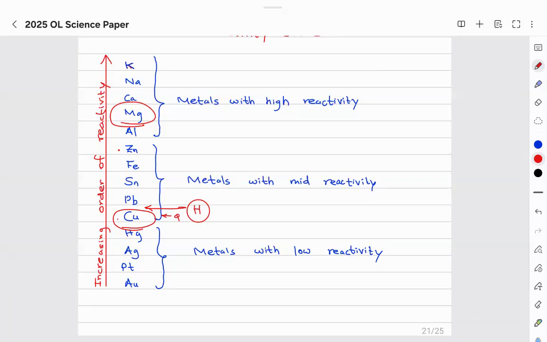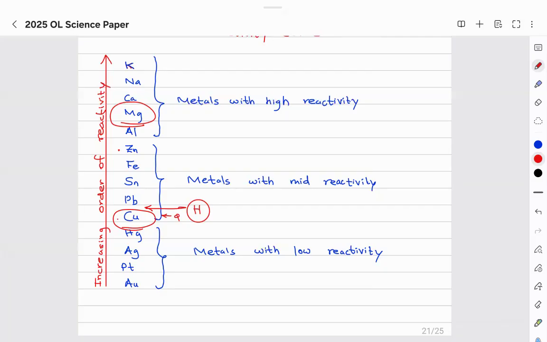Now tell me what is the answer. Copper magnesium or zinc magnesium? Then the answer is the fourth one. Is it clear? In the activity series, here we are discussing the metals. That's why I didn't include hydrogen here. But hydrogen is actually in between copper and lead. Below lead, above copper. In between lead and copper.